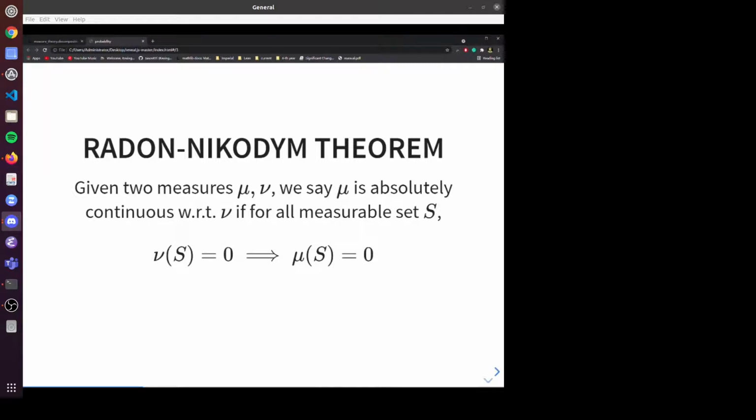To denote this notion of less or equal, we use the following notation where we write mu less than or equal to nu if mu is absolutely continuous with respect to nu. Also, a small caveat about the name: why is it called absolutely continuous? I can talk about this at the end if we have time.